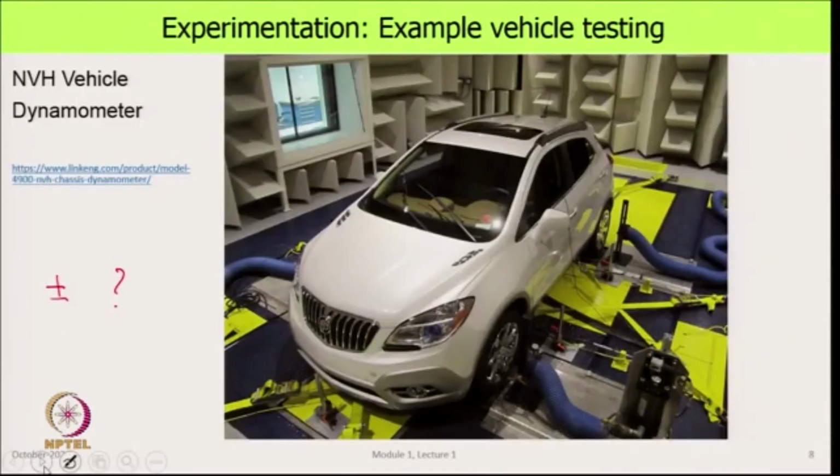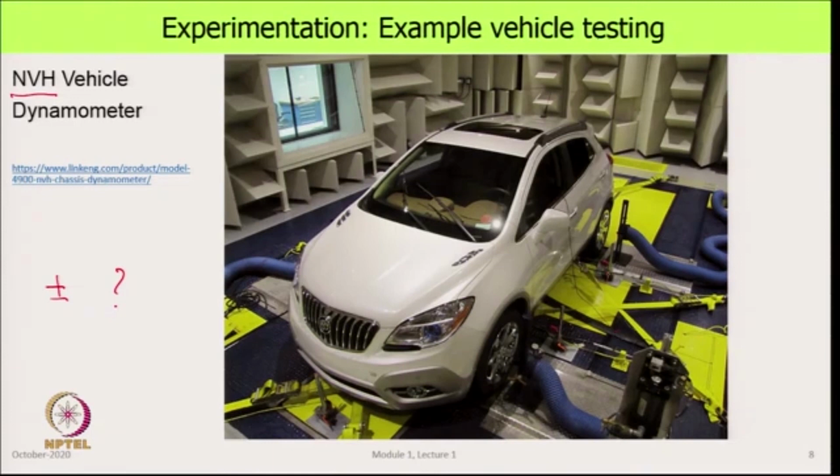A slightly different type of vehicle testing facility is the NVH dynamometer here. NVH stands for noise, vibration and harshness. So, how much noise does the vehicle make? Where does the noise of the vehicle come from? How can we minimize it? All of that.